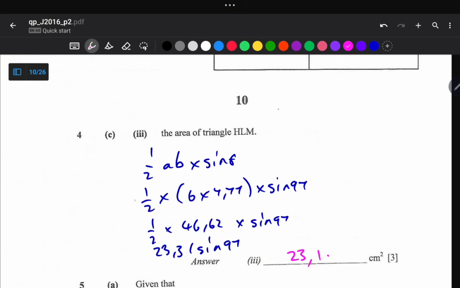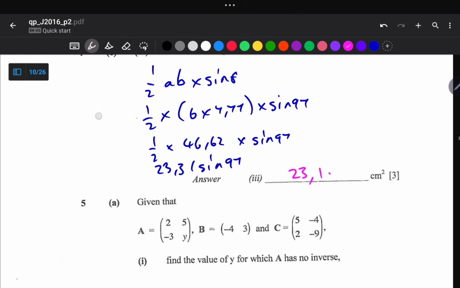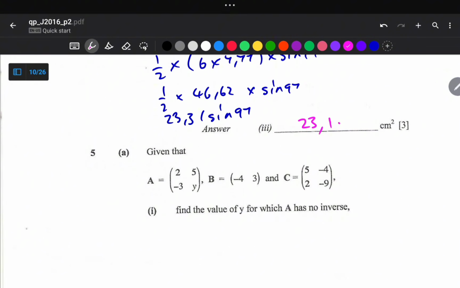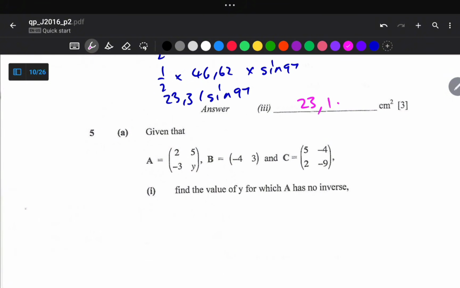square centimeters. Okay, and let us move on to question number 5 of our question paper, which says given that A is equal to the matrix 2, -3, 5, and y, B is equal to this matrix -4 and 3, and C is equal to 5, 2, -4, -9, and we are required to find the value of y for which A has no inverse. When A doesn't have an inverse, this simply means that the matrix A is a singular matrix, and the determinant of this matrix is equal to 0.